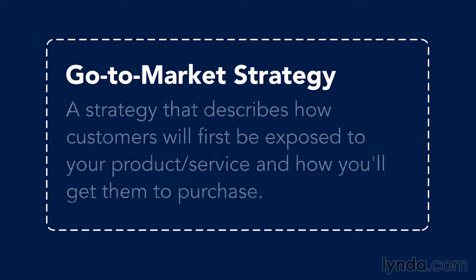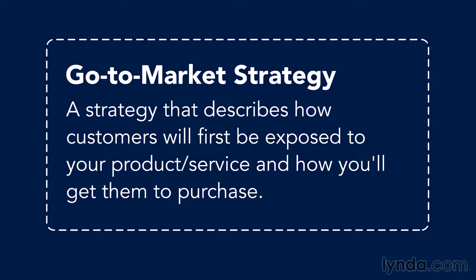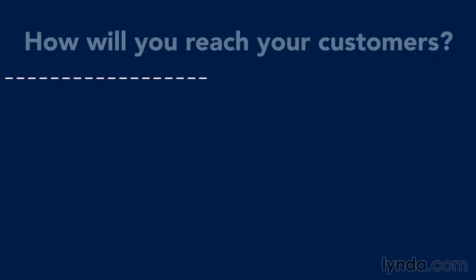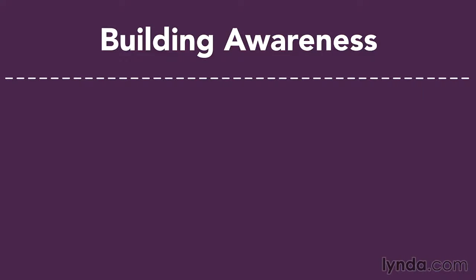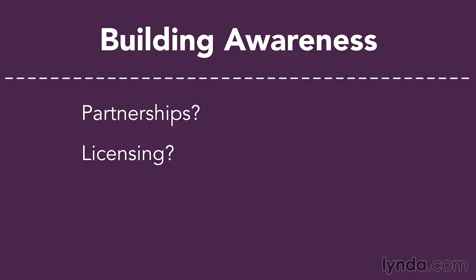Your business plan has to spell out your go-to-market strategy, both in terms of building awareness for your product or service, as well as how you're going to deliver it. How are you going to reach your customers? What are the channels you're going to use? Again, to market to them as well as to deliver to them. Are you going to go direct? Are you going to go through distribution? How are you going to build awareness for your product or service? Will it be through partnership or licensing?